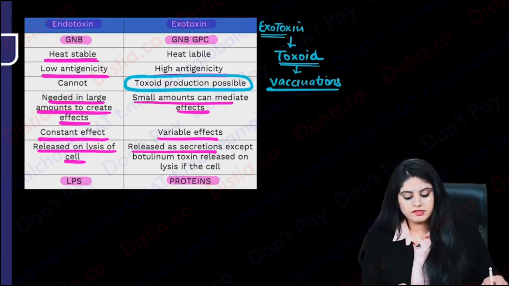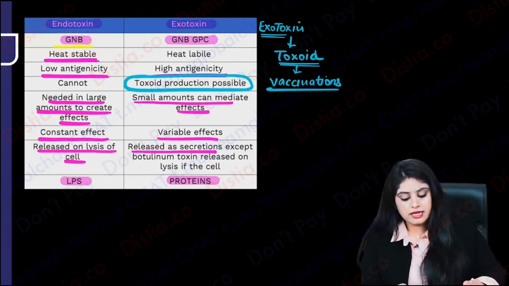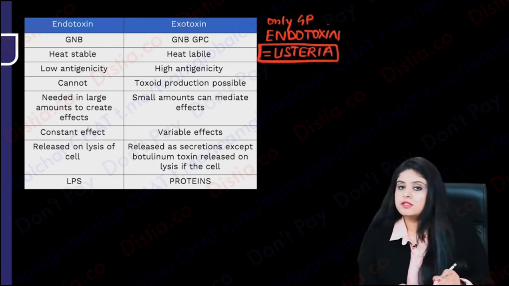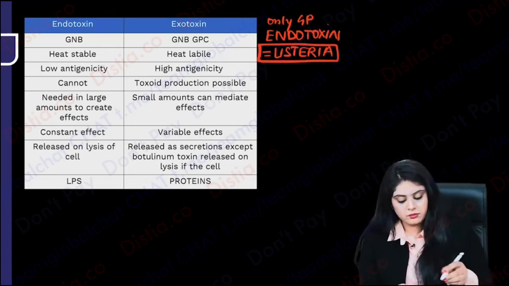What is the story of exceptions? I have told you that gram-negative organisms will have an endotoxin. Mostly in gram-negative organisms, you're going to get endotoxin. Is there any gram-positive organism that can show you endotoxin? Let's do a repeat. The only gram-positive organism which shows you endotoxin is Listeria. Please remember this for your later part. Only and only Listeria is the gram-positive organism that can show you endotoxin. Point number 1, very important for you to know.